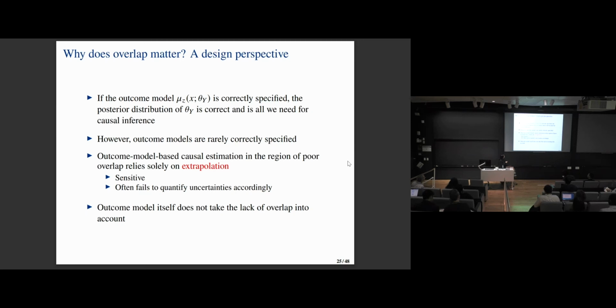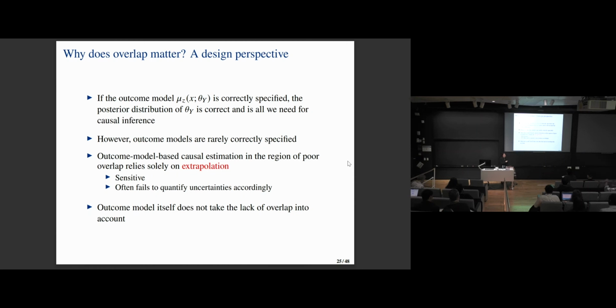Whenever the model is not correctly specified, especially in an area where there is not enough of either the treatment group or the control group, in other words there's very little overlap, then everything you have is essentially a model. It's purely model-based, whether Bayesian or frequentist model-based causal estimates. What you do relies solely on extrapolation.